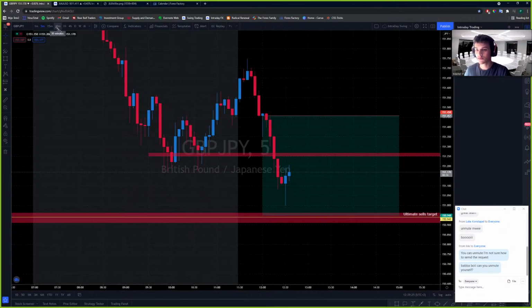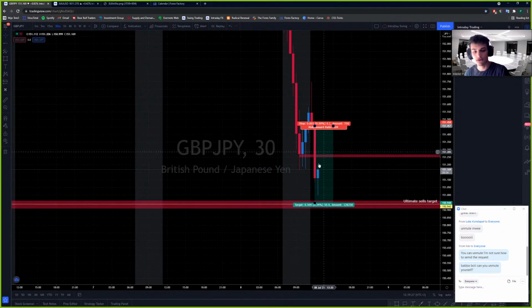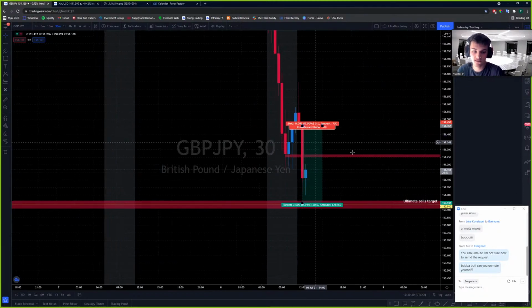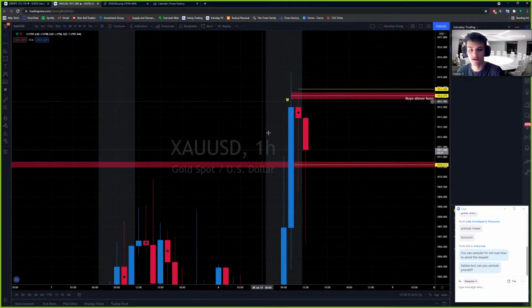Yeah, so right now, GJ, don't get any FOMO. If you missed this 30-minute candle, you basically missed it. Not much to be done.